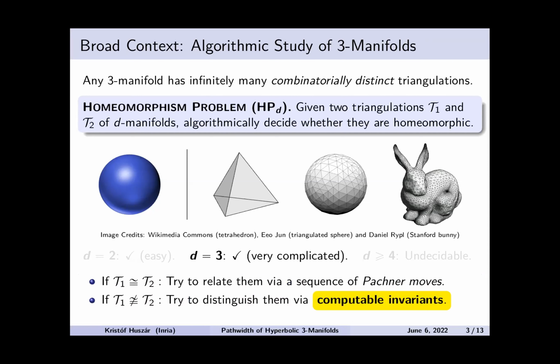And therefore, in practice, if you would like to distinguish between two given triangulations of three-manifolds, either you guess that they encode homeomorphic manifolds, and then you might want to try to relate them by a sequence of so-called Pachner moves, or if you believe that the two triangulations are homeomorphically distinct, then you might want to try to distinguish them via computable invariants. And I would like to follow up on this direction.